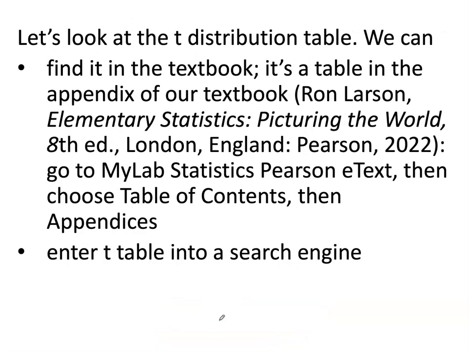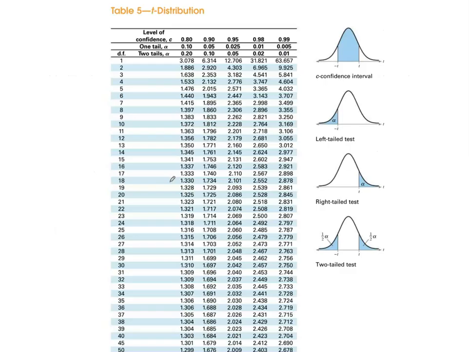So let's look at the t-distribution table. This again is what we use when we don't know the population standard deviation sigma. We can find it in the textbook. It's a table in the appendix of our textbook. If you have a physical textbook, you can find it at the back. Or if you have an electronic copy, you just go to MyLab, Statistics, Pearson eText, then choose Table of Contents and Appendices. But you can avoid all of that just by entering t-table into a search engine. That's good enough. So you're going to end up with something that looks like this.